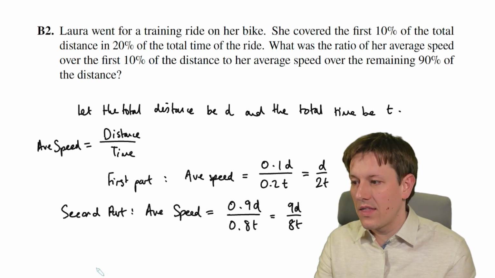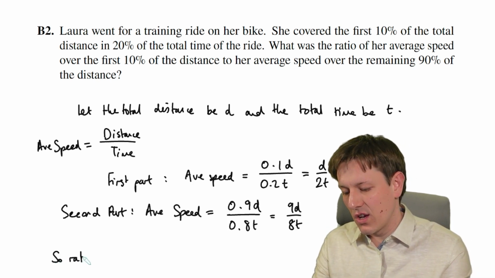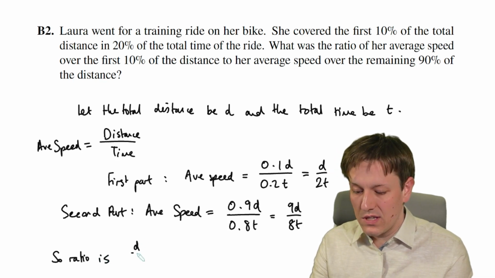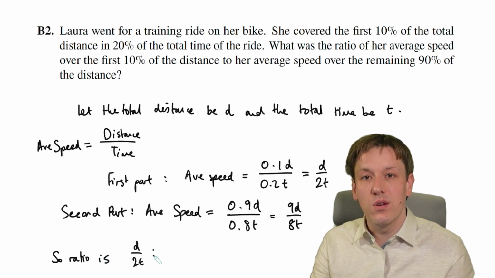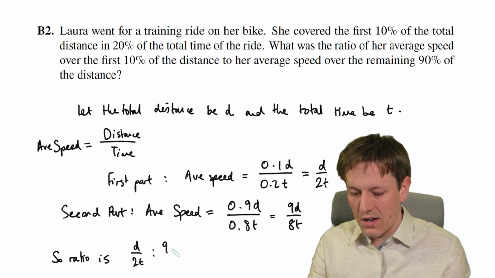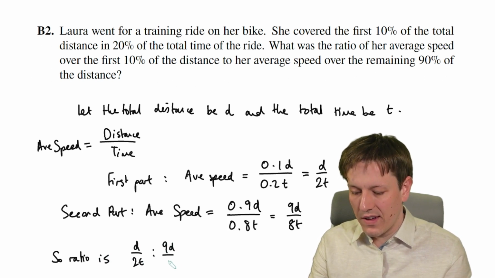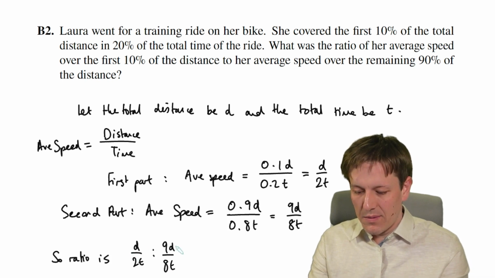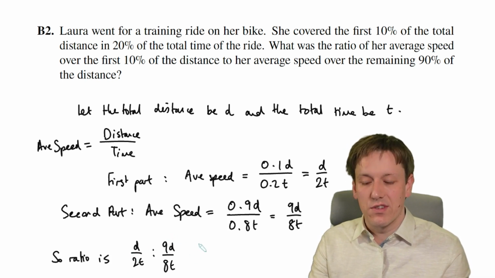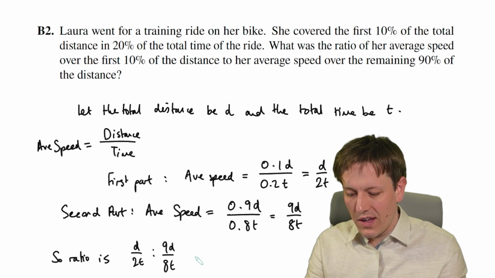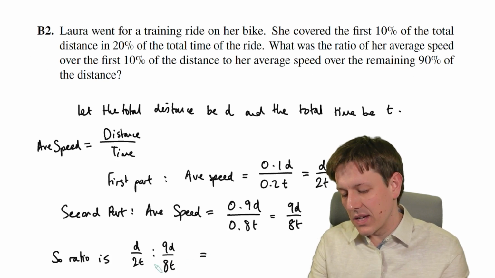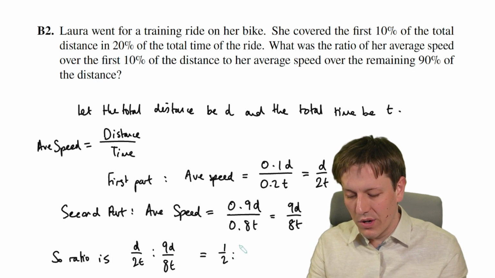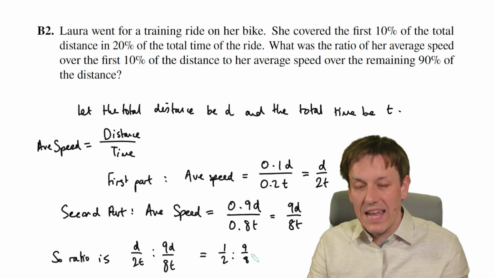So that means that the ratio that we're looking for is d over 2t on one side of the ratio to 9d over 8t on the other side of the ratio. So you can divide both sides of the ratio by d and multiply both sides of the ratio by t, so the d's and the t's cancel here, right? So I'm just left with a ratio of 1/2 to 9/8.